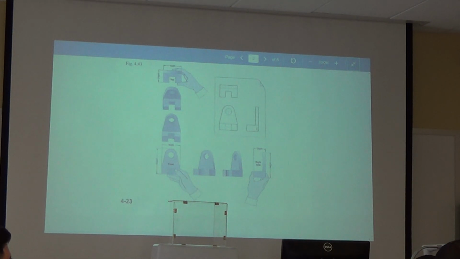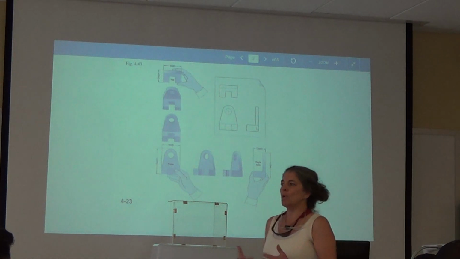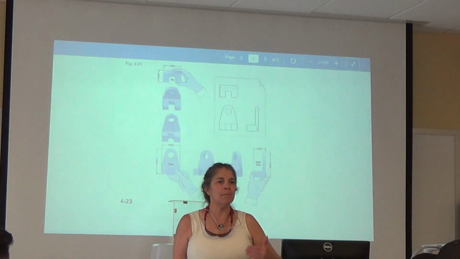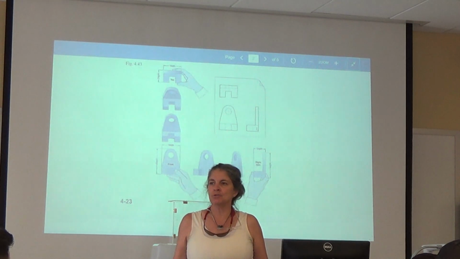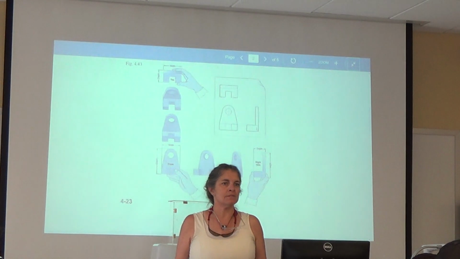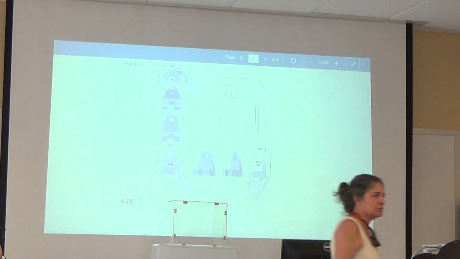Engineers want to be efficient. We want to be as detailed as we need to be, but we don't want to do extra work that's not necessary. Showing the front and the back view is not necessary. Showing the left and right side is not necessary. You only need those 3 views.